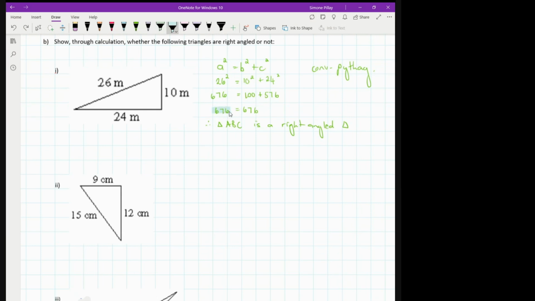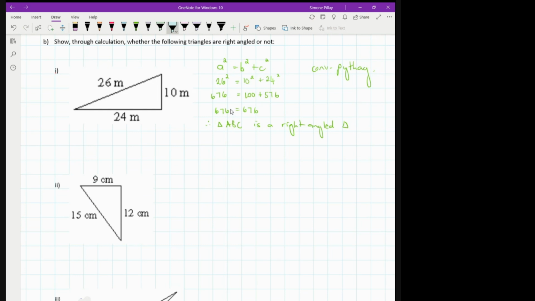On my left hand side, I could not simplify anymore, so I just brought down my 676. On my right hand side, I simplified this. I said 100 plus 576 is 676. Now I can't simplify my left hand side, and I can't simplify my right hand side anymore either. So what I'm left with is two sides of my equation that are balancing, where 676 does actually equal 676. It equals itself. Of course, it's going to equal itself.